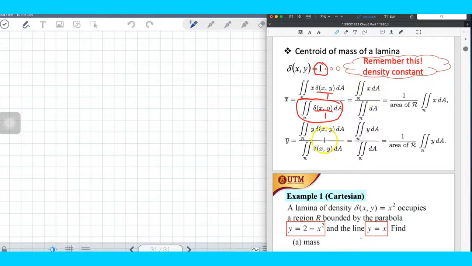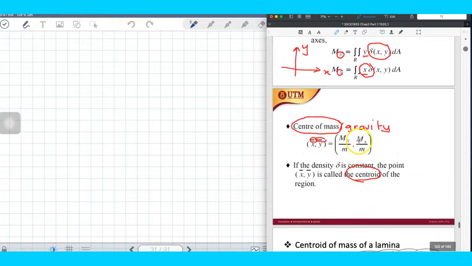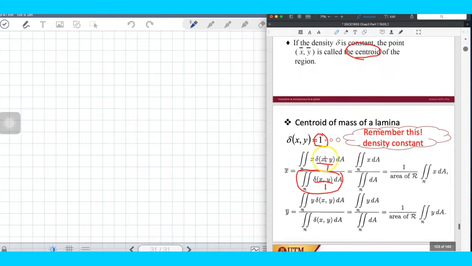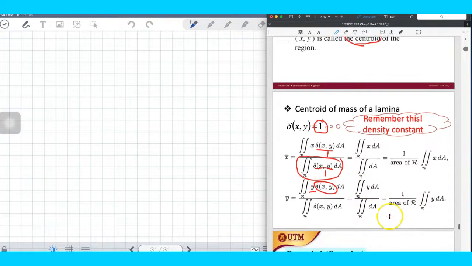Similarly for y bar, you have the formula Mx, and for Mx you have to multiply by y, so that is why you have the y here. Okay, and similarly we can simplify the form, because the density is equal to 1. So 1 over the double integral of dA, this one is actually the area of the region. So we have 1 over the area of the region multiplied by the double integral of y dA.